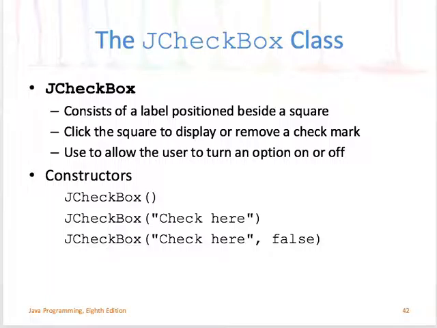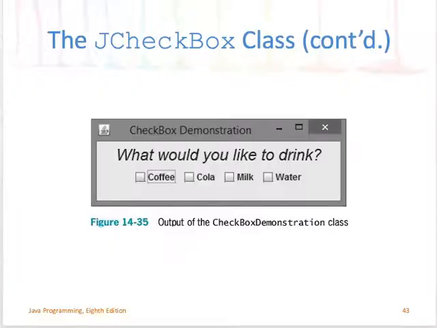JCheckbox consists of a label positioned beside a square. Checkbox is what you think it is, a little box that you check. And this right here, JCheckbox, check here, false. What do you think that means? It's not going to be shown. So here's an example of checkbox.